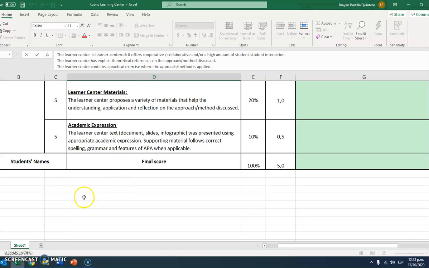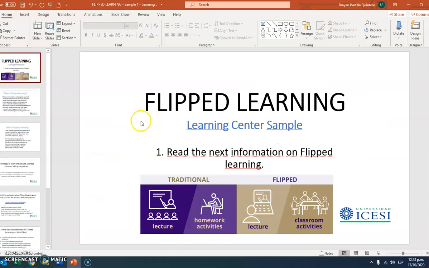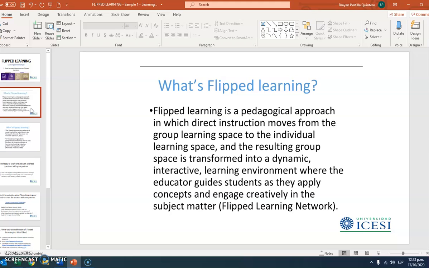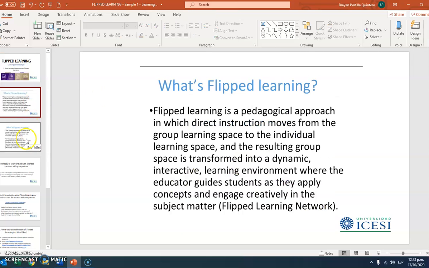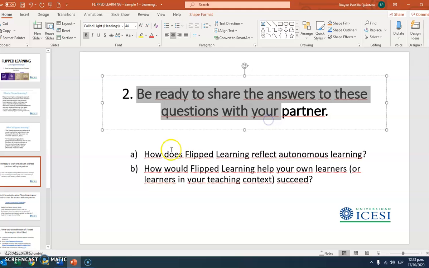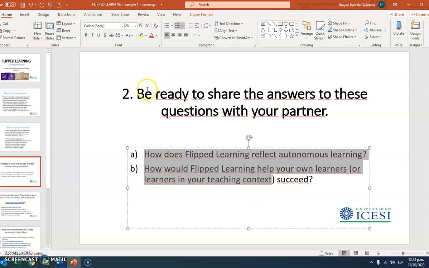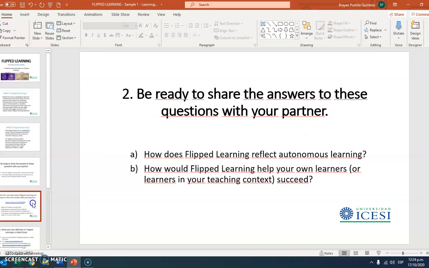Let's take a look at an example. This example of the Learning Center is about flipped learning. The teacher is asking here, read the information. So this is the first instruction. Read the information about flipped learning. Then you have here some theoretical references. And then the Learning Center is asking the teachers to be ready to share answers to these questions. That means that with your partner, it's offering interaction.